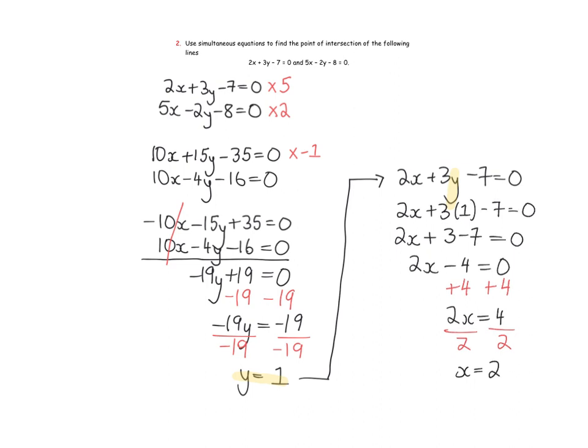Now, because we have the y value being 1, and we now know that the x value is 2, what we can do is figure out what the point of intersection is. It's just the x value, which is 2, and the y value, which is 1. So that's the point of intersection, and that's the answer to this question.